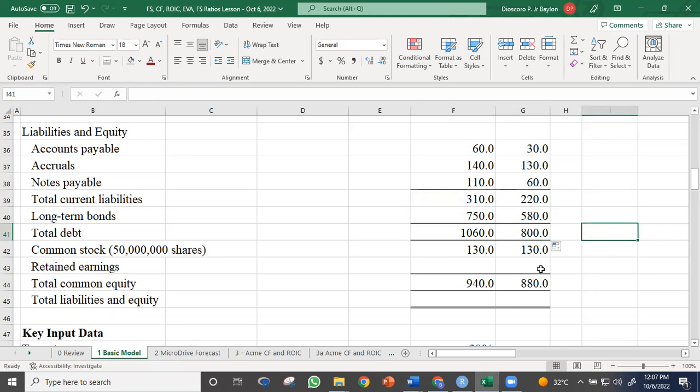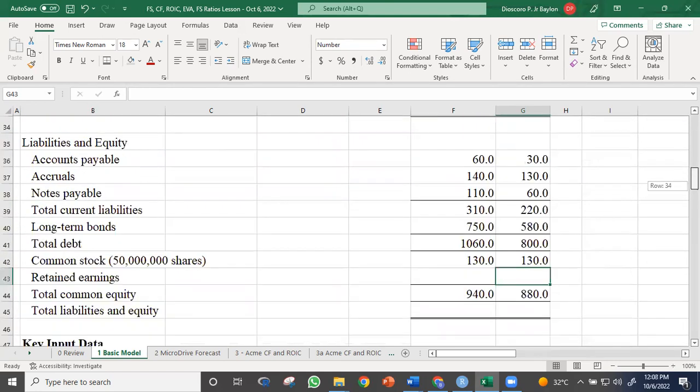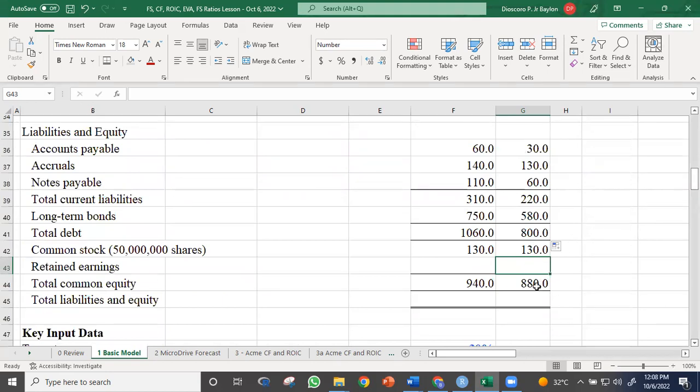And then we have, oops, wait. I need this. What was your retained earnings in 2020, class? I deleted the wrong value. Anyway, 880, 800. So this should have been 880. So this should have been 720. Correct, class? 720 because, sorry, it should be 750. 750 because if we add the two, the common stock and the retained earnings, then you have total common equity of 880.